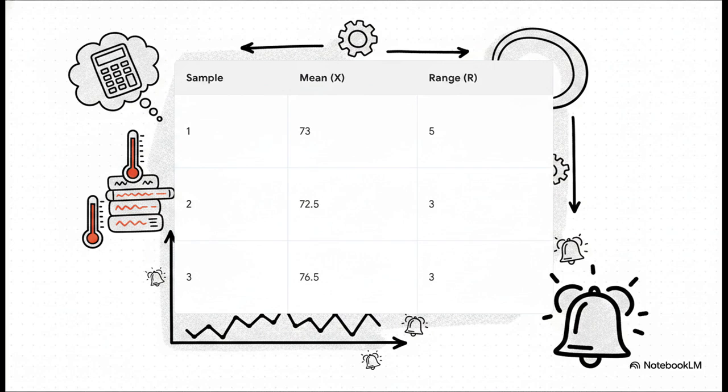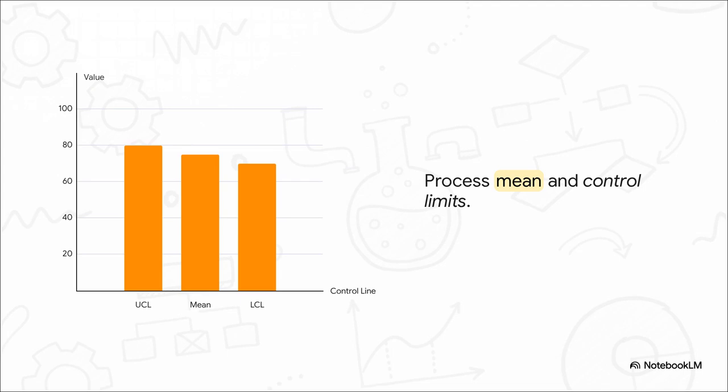Throughout the day, operators take multiple readings of a variable, let's say temperature. They calculate the mean, which is just the average of the readings, and the range, which is the difference between the highest and lowest readings. But let's be real, staring at a table of numbers isn't exactly efficient when alarms start ringing. They need to visualize it. So this data ultimately builds into a control chart.